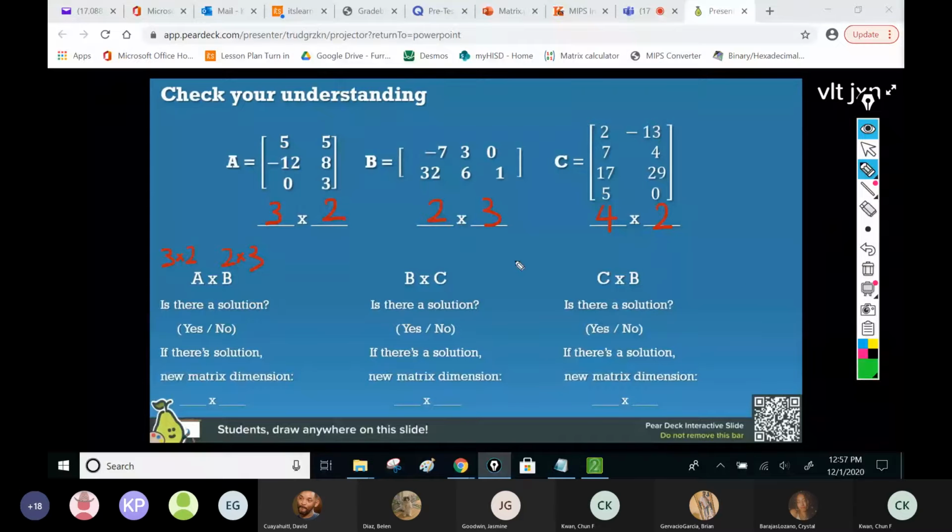So check to see if that's a solution. The inner numbers have to be the same. And in this case, they are the same. Both 2's, right? So yes, you do have a solution. And if there's a solution, the new matrix dimension is going to be the outer numbers right here. So you're going to put it right here. It's going to be a 3 by 3.